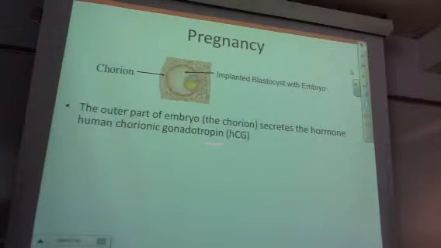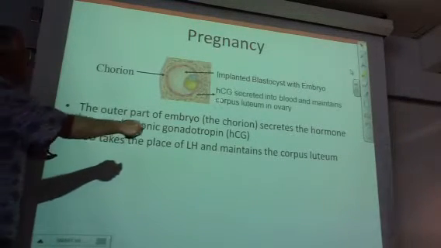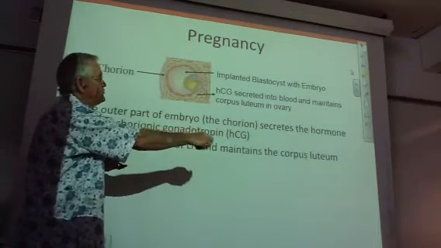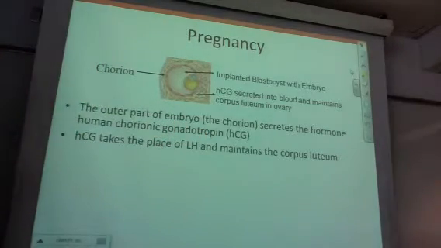What's the significance of this hormone here? Growing. Human? Of course it's human, as opposed to it's chimp or whatever. But it's a human chorionic gonadotropin, HCG. And this stuff is secreted into the blood, and it is responsible for maintaining, at least for a time during pregnancy, the corpus luteum, which is back in the ovary.